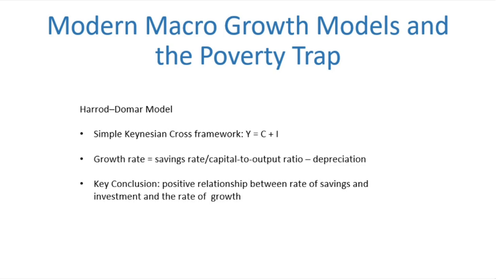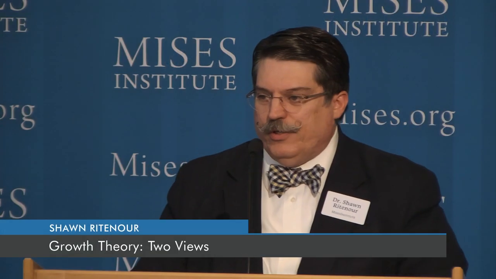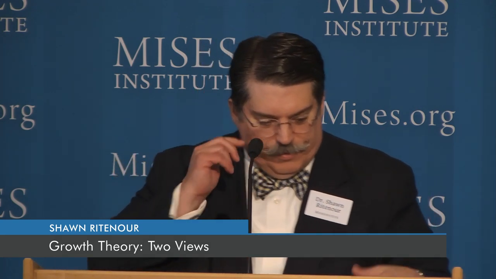It's developed in a simple Keynesian cross framework where Y is output, and that's equal to consumption spending plus investment spending, C plus I. C is for consumption, not for cookie. I is for investment, and investment is spending on physical production. So it's not investment in stocks or bonds, but investment in capital goods used for producing economic goods. C is just spending on household consumption. And Harrod and Domar, two different people, independently developed a very similar model using the Keynesian system, and so the model is known as the Harrod-Domar model.